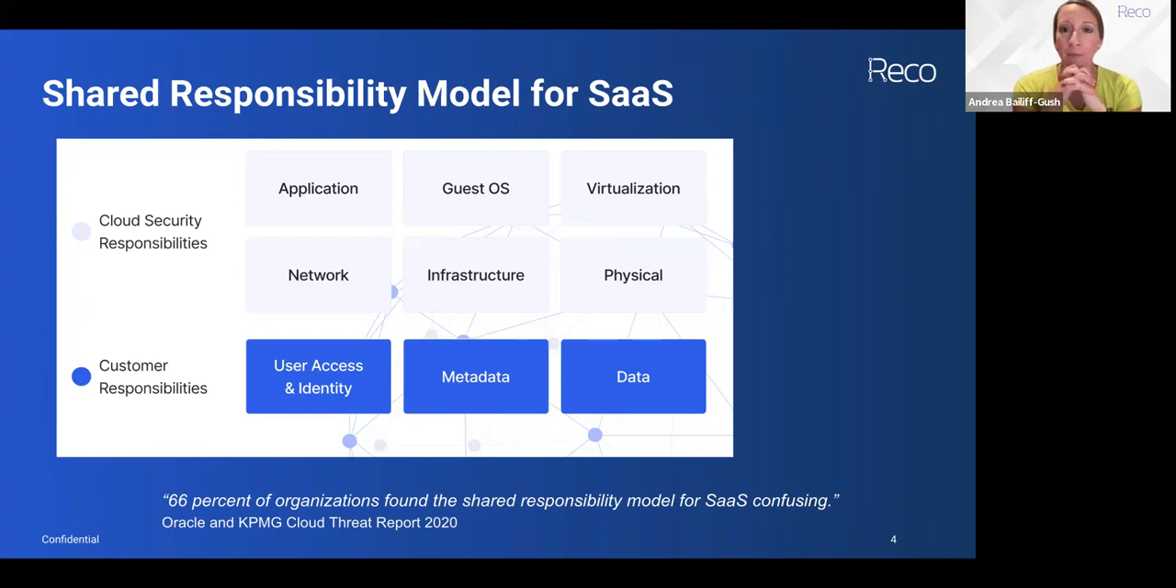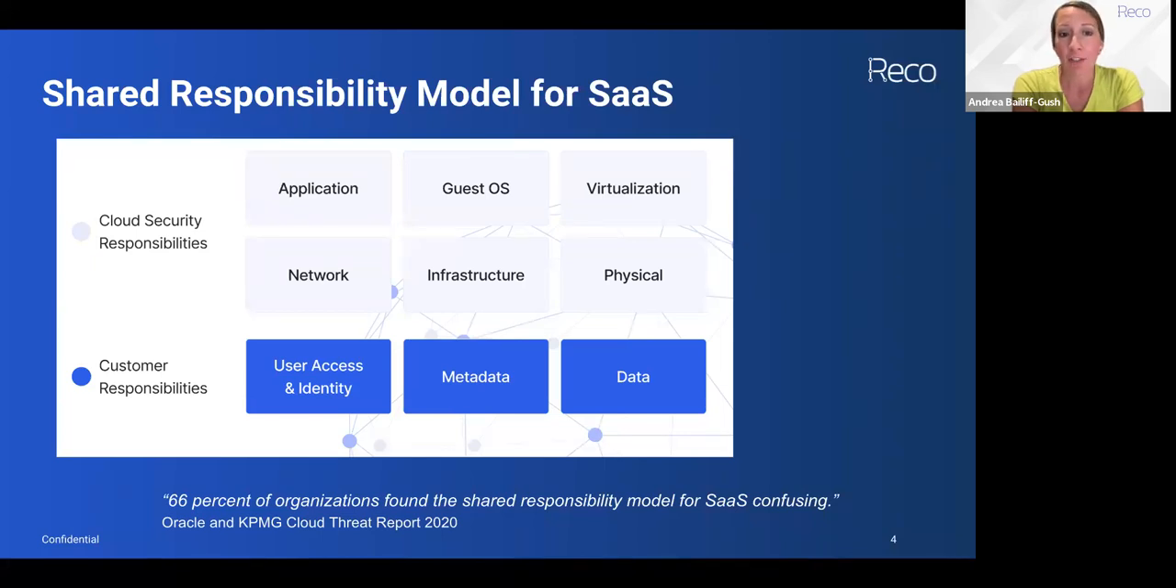So one part to mention is what the cloud is responsible for. That is a tool that an organization may already have in place, and the areas it's really looking at are the applications, the guest operating system, virtualization, network, infrastructure, and physical. When we think about Salesforce, their primary responsibility is just to keep its global infrastructure up and running. And you can see that this leaves a gap, right? There are areas where the customer is responsible, and that's user access and identity, the metadata, and data. So very, very important components.